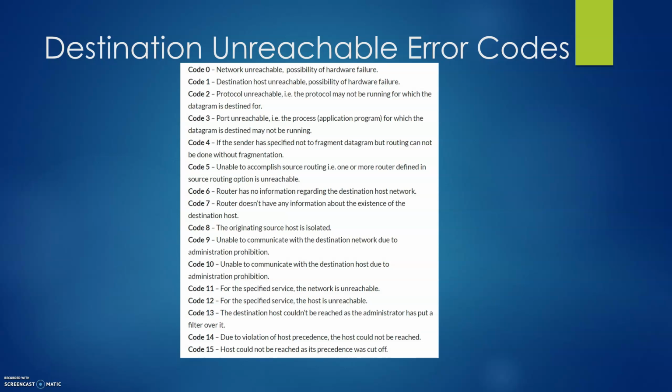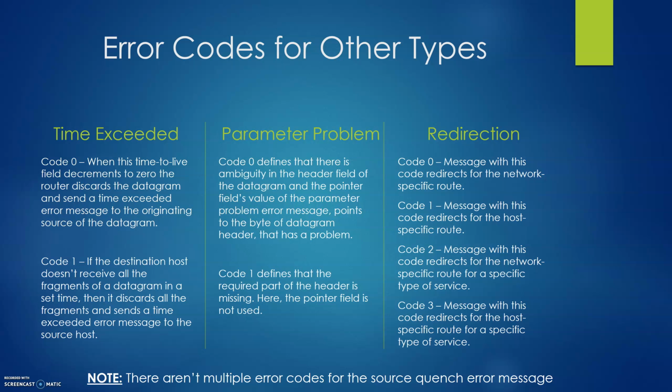Code 6 has no information regarding the host on the network. It's just really super useful stuff for identifying what could possibly be the issue of why the data didn't get sent or something like that. And then the rest of them, there's only a couple for time exceeded, parameter problem, and redirection.